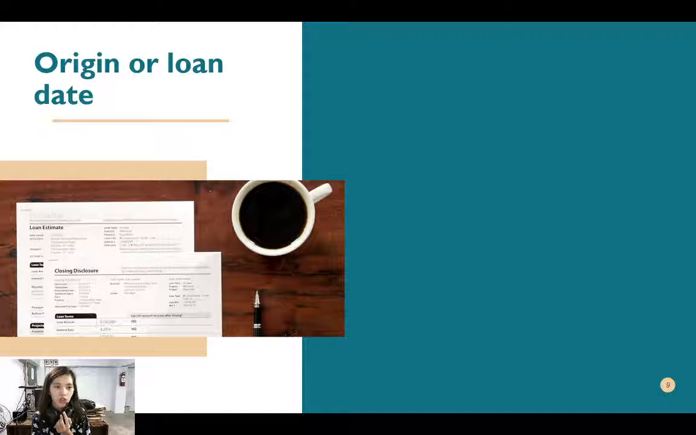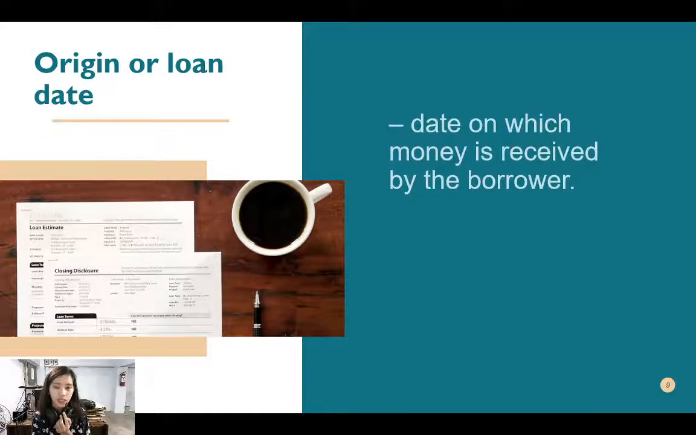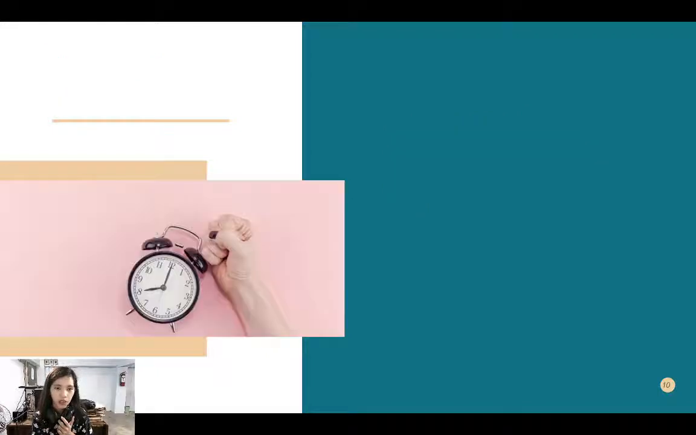Then, origin or loan date. This is the date on which money is received by the borrower. So, di ba kapag tayo hihiram ng pera, halimbawa sa bangko, meron silang pinapipirmahan kung saan nakalagay yung origin or loan date kung kailan ka nangutang or kailan mo na-receive yung pera. So, kapag naman tayo nangungutang sa kakilala lang natin, wala naman sigurong papel pa na papakita na, ito yung date kung kailan mo na-receive yung pera.